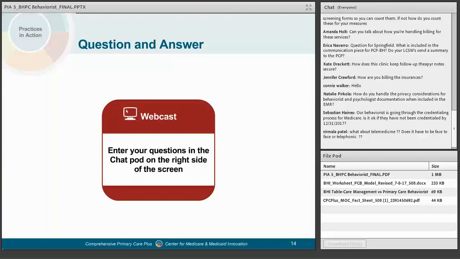So the integrated behaviorists are focusing on less severe needs and really focusing more on symptoms, managing anxiety, depression, those kinds of things. So they will document within the record, but really their documentation is focused on symptoms, patient goals, and whatever follow-up is necessary.